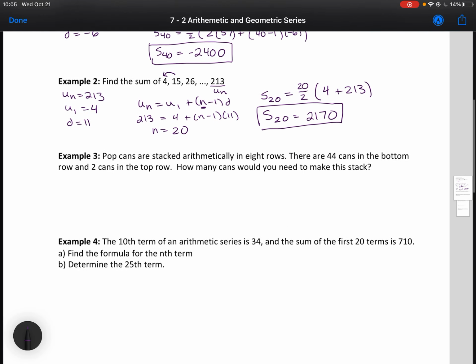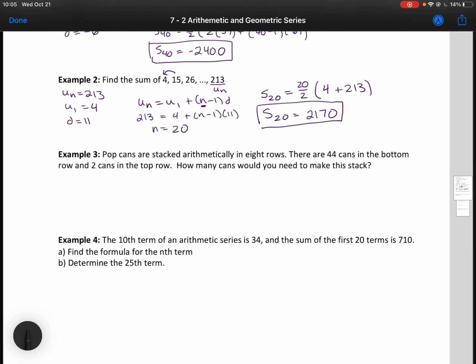Let's keep going and do a word problem here. Pop cans are stacked arithmetically in 8 rows. There are 44 cans in the bottom and 2 cans in the top. So let's think about our rows like our term numbers. Our first row is going to be our first term, and there are 44 cans here. Then I'm going to go all the way up to the top, row 8. So this is my u8, which is going to be 2 cans on top.